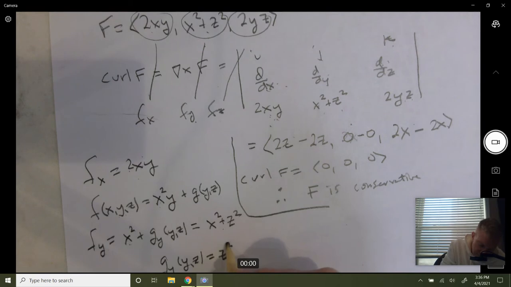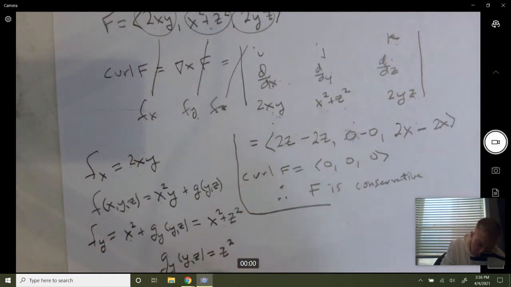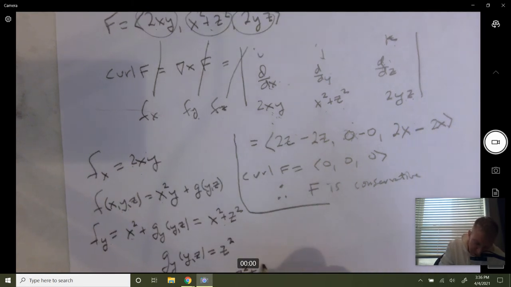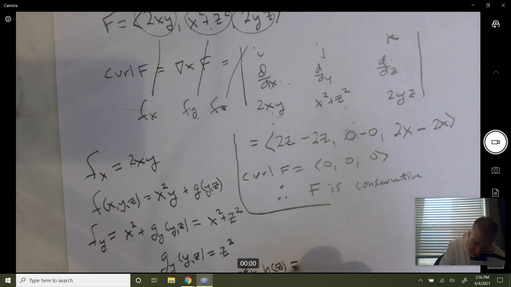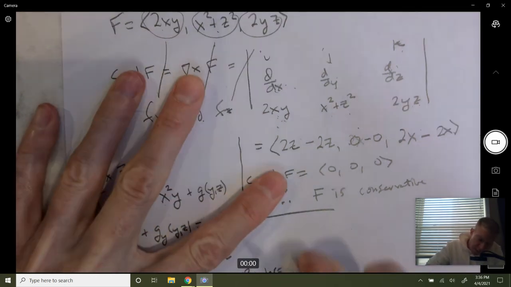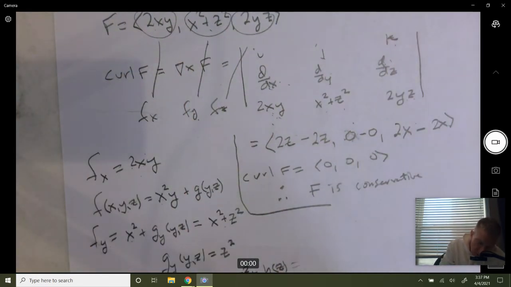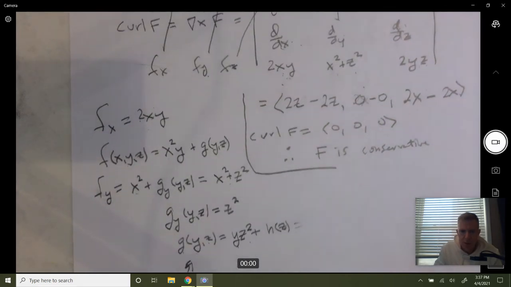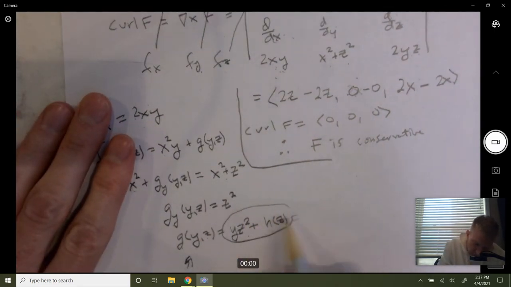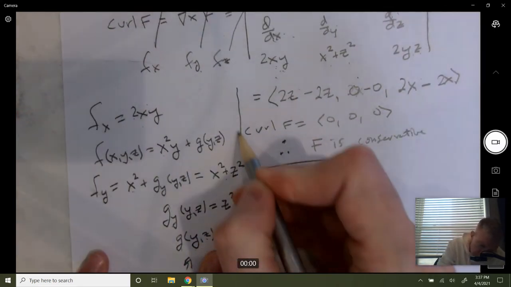Let's take the antiderivative with respect to y. So g of y, z is equal to y z squared plus your constant, but your constant could have z's in it. So let's call that h of z. But now what we want to do is take the z derivative. Oh, don't do that yet, sorry. We want to take this thing, which is our g_y of y, z, and plug it back into here.